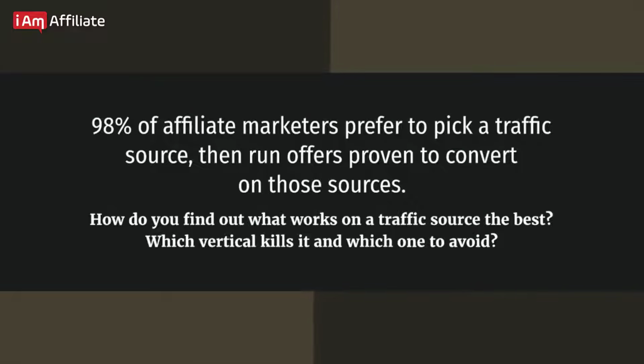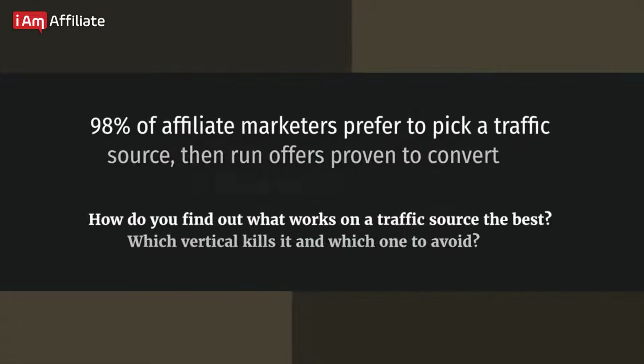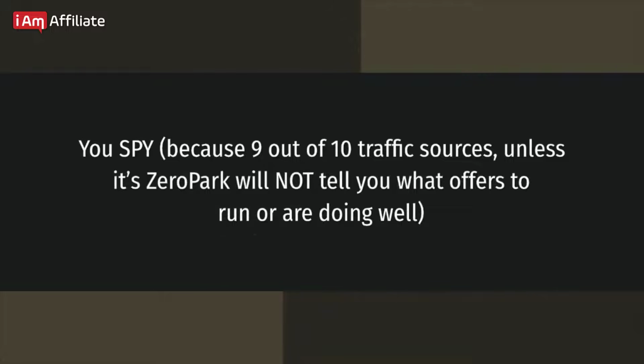98% of affiliate marketers prefer to pick a traffic source, then run offers proven to convert on those sources. How do you find out what works on a traffic source the best? Which vertical kills it and which one to avoid? You spy, because 9 out of 10 traffic sources, unless it's Zeropark, will not tell you what offers to run or are doing well.